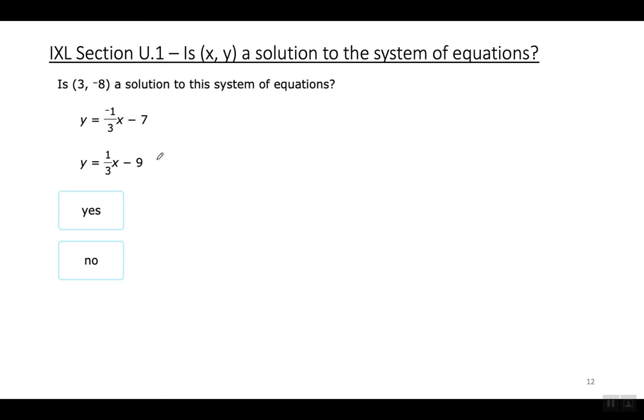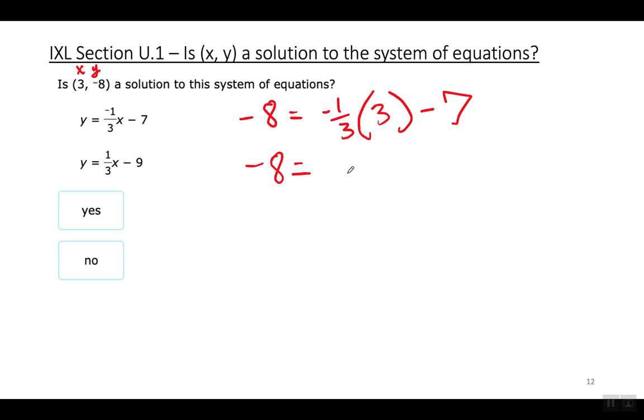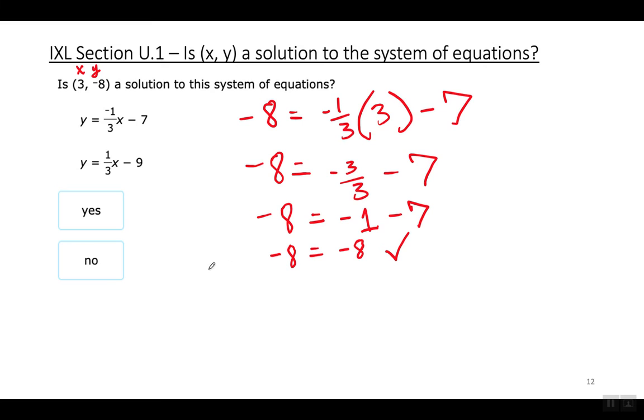All right, is (3, -8) a solution to this system of equations? On the top, I'm going to have -8 equals -1/3 times 3 minus 7. -1/3 times 3 is going to give me -3/3 minus 7. So -8 equals, this will become -1 minus 7. So -8 equals -1 minus 7, which is -8. So on the top, it works.